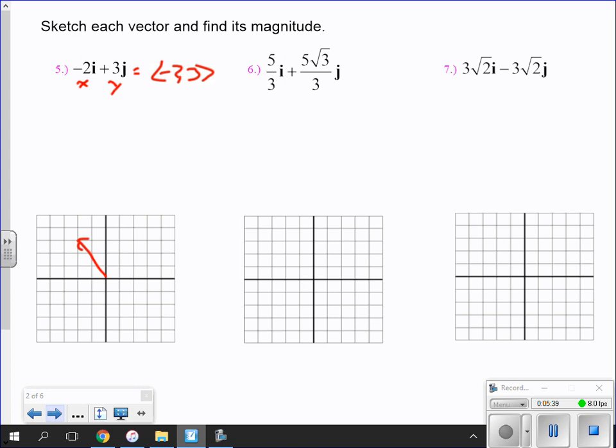What is its magnitude? It's the square root of negative 2 squared plus 3 squared, which gives us the square root of 13 for its magnitude.